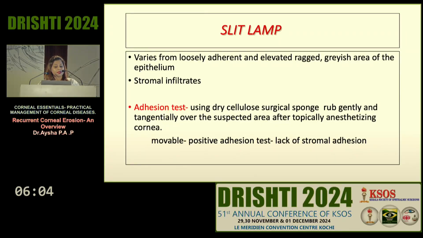So the best thing is an adhesion test. Using a dry cellulose surgical sponge, rub gently and tangentially over the suspected area after topically anesthetizing the cornea. If the epithelium is movable, that is a positive adhesion test. That means there is a lack of stromal adhesion. If the patient doesn't give any history of trauma but has recurrent episodes of erosion, always examine the fellow eye to look for any sort of epithelial dystrophy.